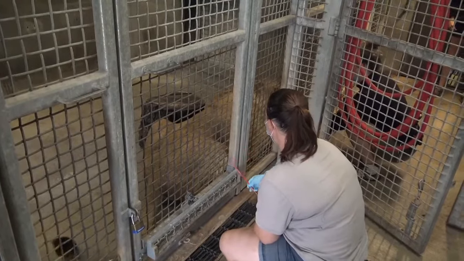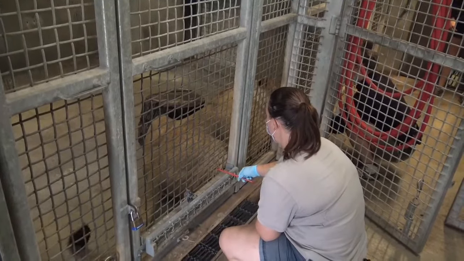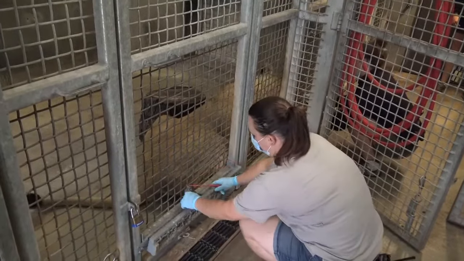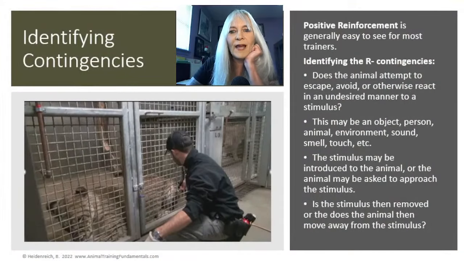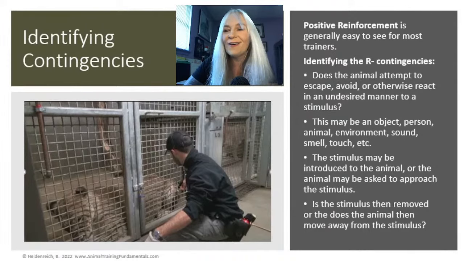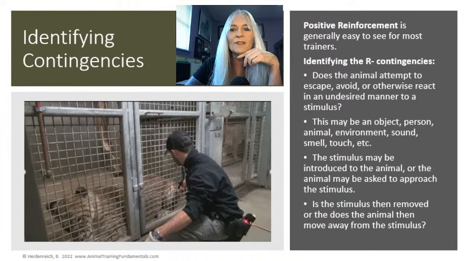Okay, all right. I hope that makes sense. Maybe this is a good time to go back to this little slide from last time. So remember, identifying the negative: it's easy for us to find the positive reinforcement, but with negative reinforcement, does the animal attempt to escape or avoid?